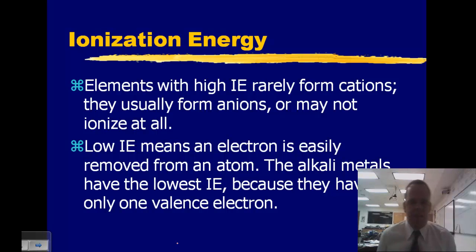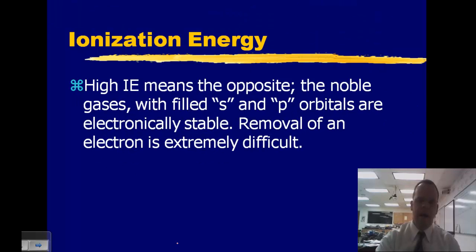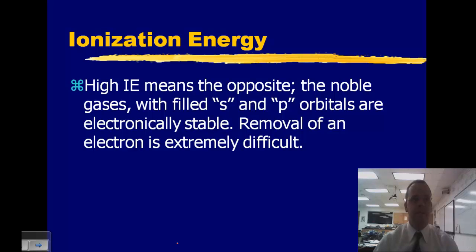So the low ionization energy elements that easily remove an electron are things like the alkali metals, which have the lowest ionization energy. They have only 1 valence electron. It's very easy to remove that 1 electron from the outer shell of the atom. High ionization energy are those elements that have a lot of valence electrons. Most of that outer energy level is full. It's very difficult to remove an electron because the atom is either completely stable with a full outer energy level or very close to stable and would prefer actually to gain an electron rather than lose the electron.